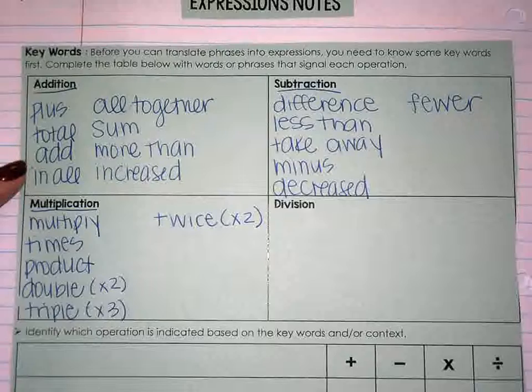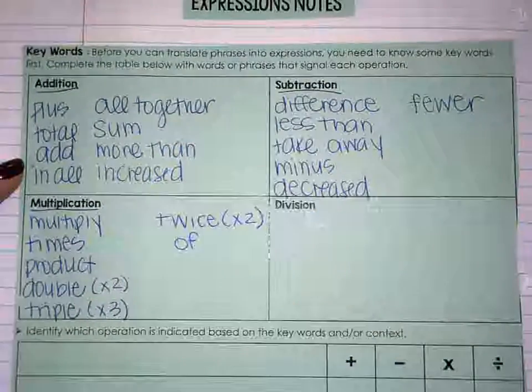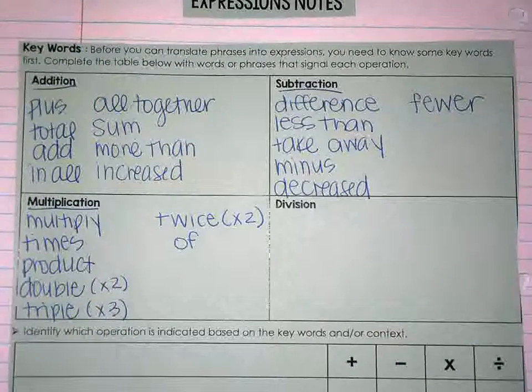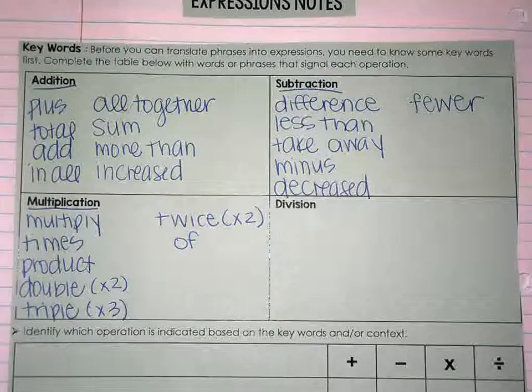Another word that comes up a lot, which is a weird word, but you are going to use it a lot as you get older, is the word of. If you see the word of, it means to multiply. And unfortunately, it comes up a lot more than you think it would.